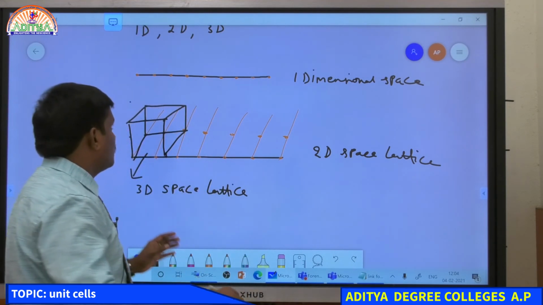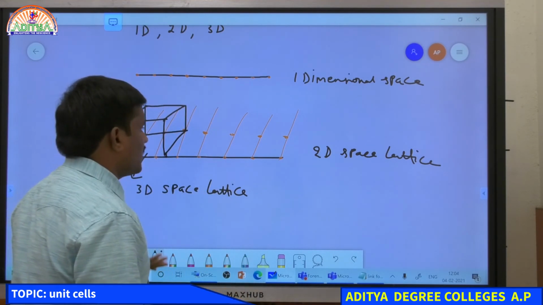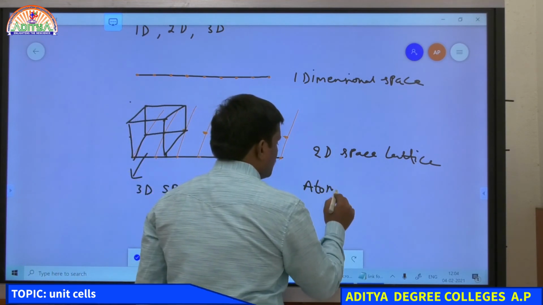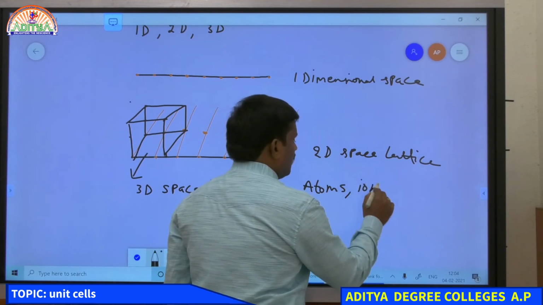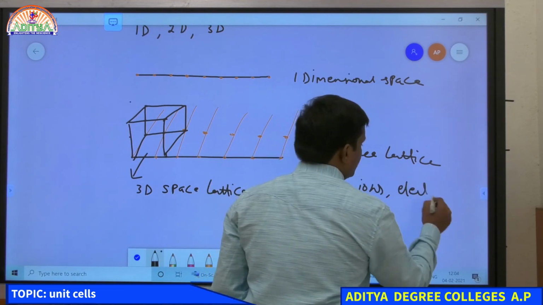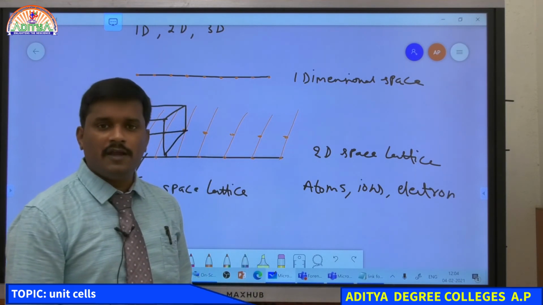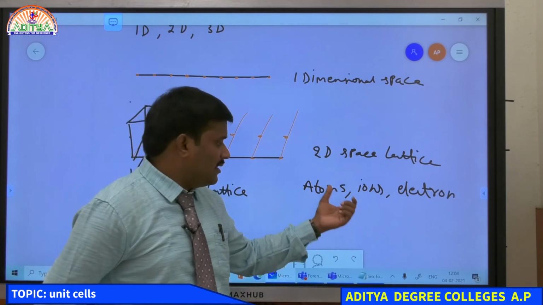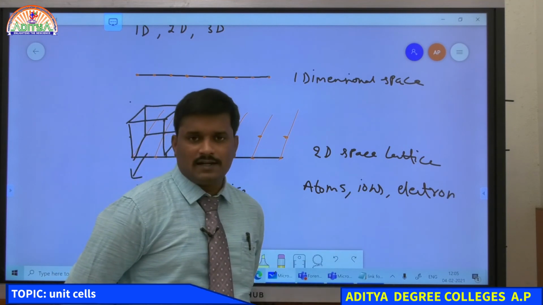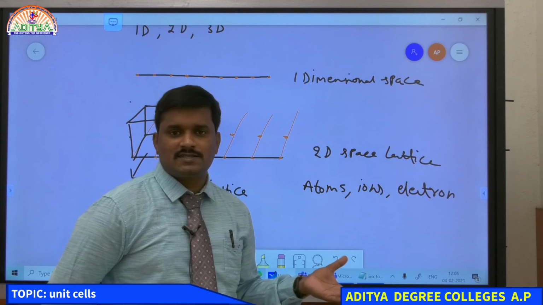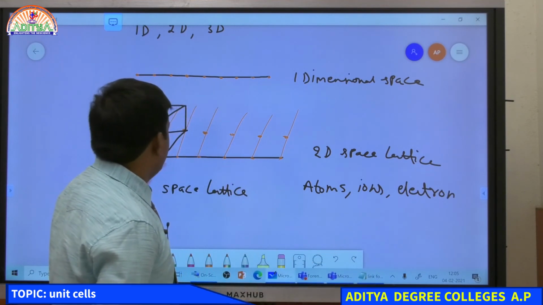So this is all about the arrangement of points. What are points? Points are nothing but atoms or ions or electrons. Whatever is present in the crystal is simply a point. Now how are these elements present in a crystal arranged? That is given by a space lattice.